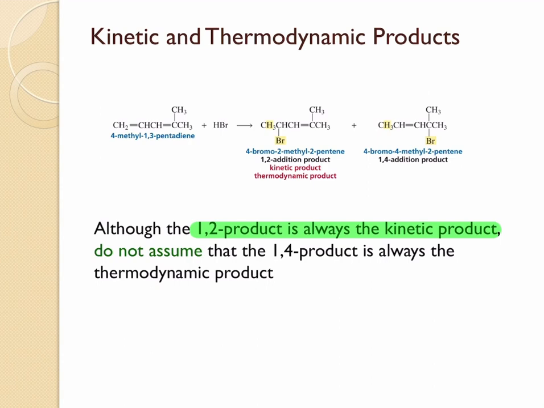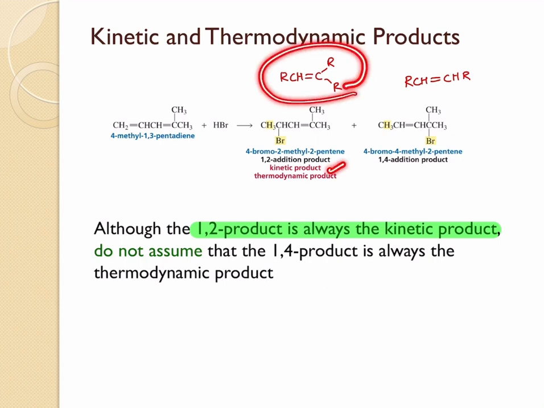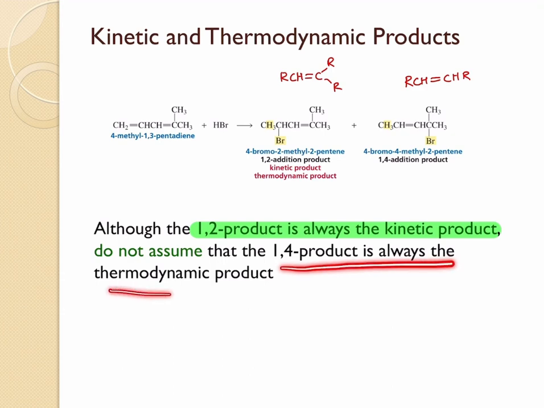Now, let's look at the stabilities of the two different alkenes. The 1,2 addition product here is a trisubstituted alkene, so it looks more like this. But the 1,4 addition product is a disubstituted alkene, which looks like this. Between these two alkenes, which one is more stable? Obviously, the trisubstituted one is more stable, and therefore this is the kinetic product, and it is also the thermodynamic product, the most stable product. So we cannot blindly assume that the 1,4 addition product is always the thermodynamic product. A kinetic product can also be the more stable product.